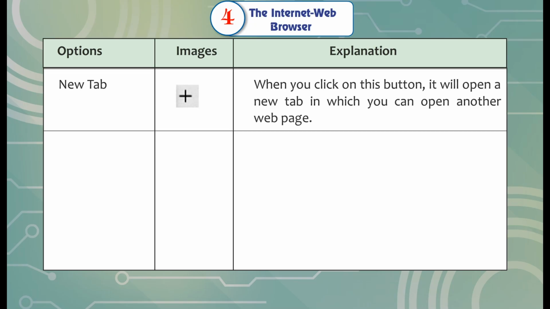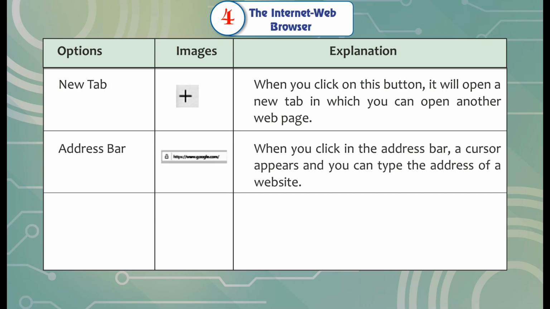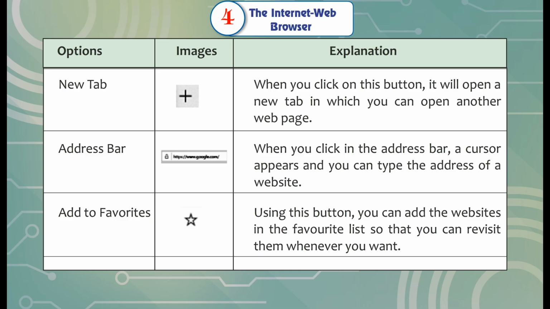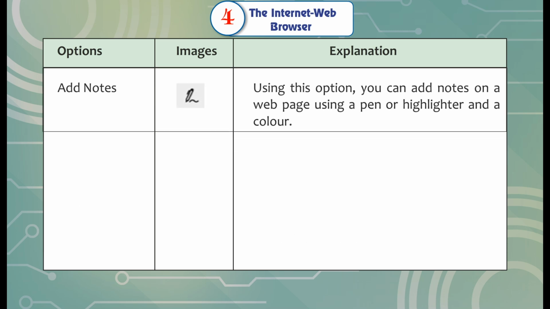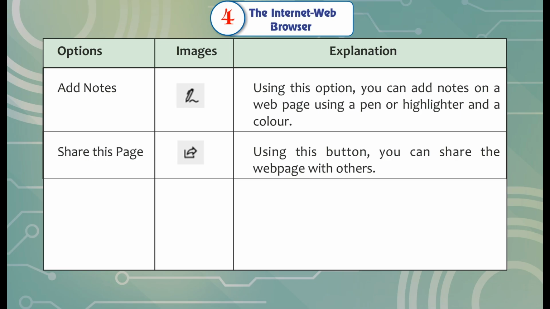New tab. When you click on this button, it will open a new tab in which you can open another web page. Address bar. When you click in the address bar, a cursor appears and you can type the address of a website. Add to favorites. Using this button, you can add the websites in the favorite list so that you can revisit them whenever you want. Add notes. Using this option, you can add notes on a web page using a pen or highlighter and a color. Share this page. Using this button, you can share the web page with others.